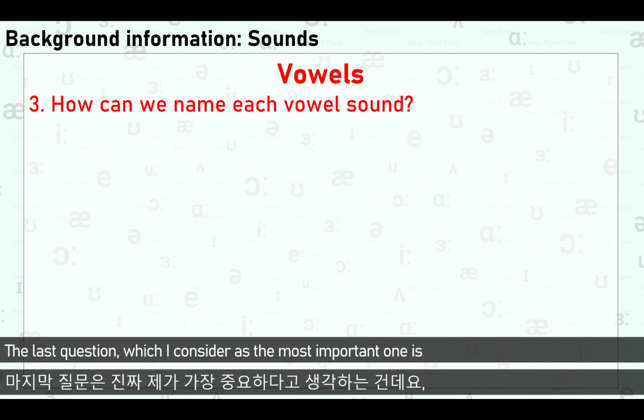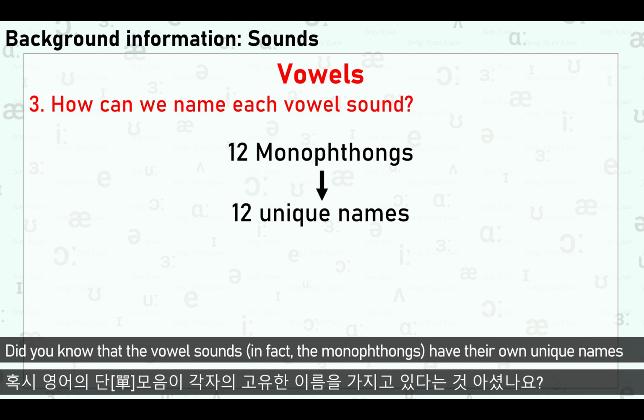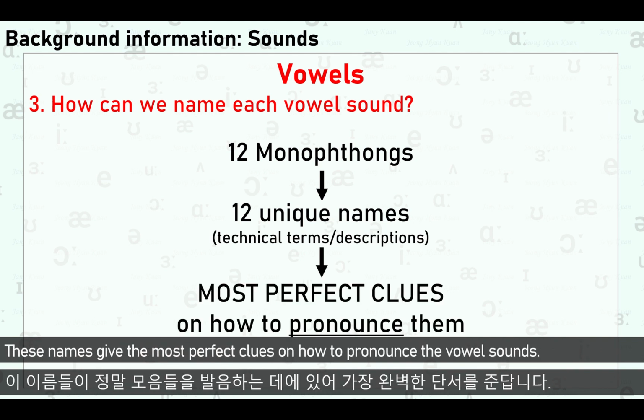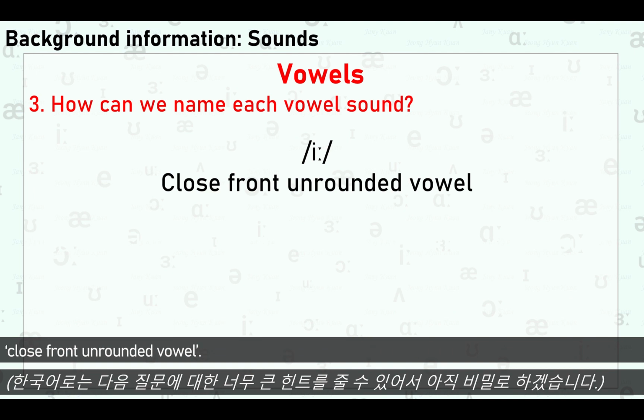The last question, which I consider the most important one, is how could we name each vowel sound? Did you know that the vowel sounds, in fact the monophthongs, have their own unique names or technical terms or descriptions? These names give the most perfect clues on how to pronounce the vowel sounds. For instance, the sound E, which we will practice in Unit 1, is called close front unrounded vowel.